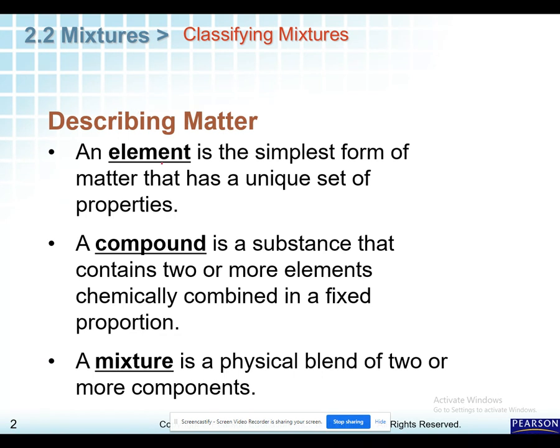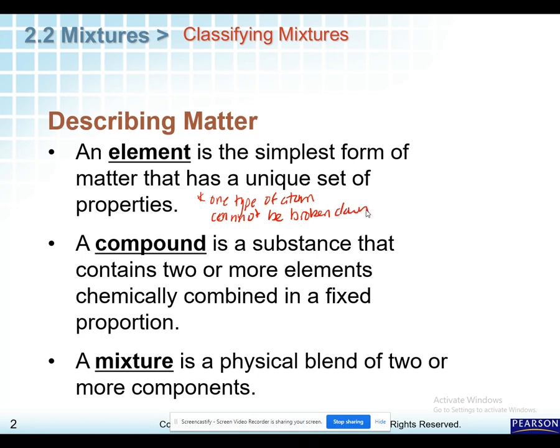The first one is an element. So an element is the simplest form of matter that has a unique set of properties. If you remember from the other day, we said that it has one type of atom, and we also said that it cannot be broken down.